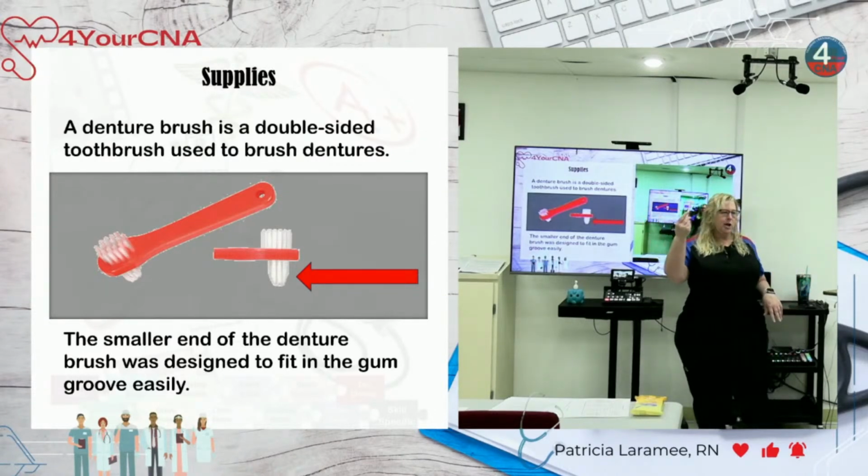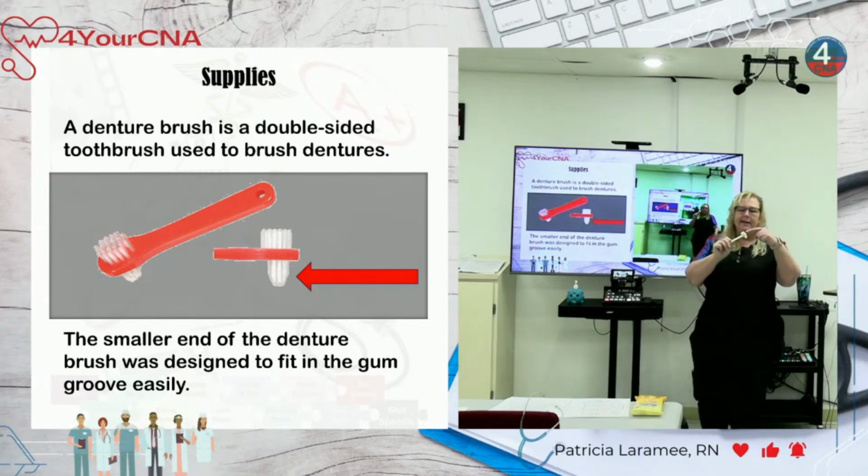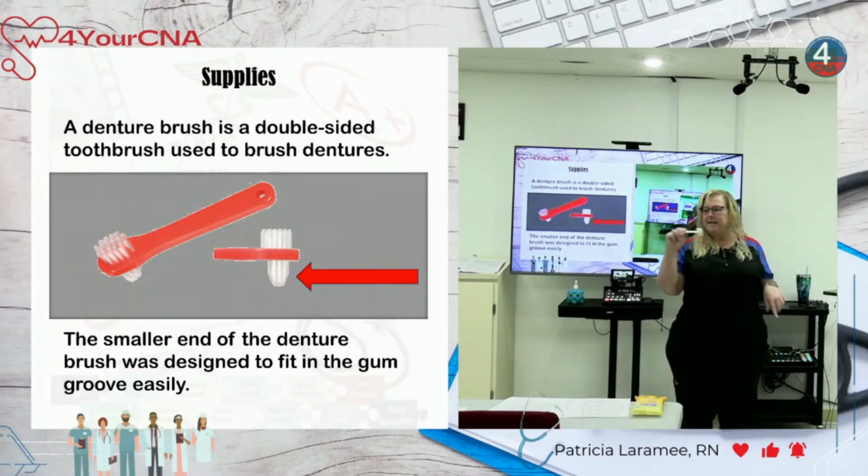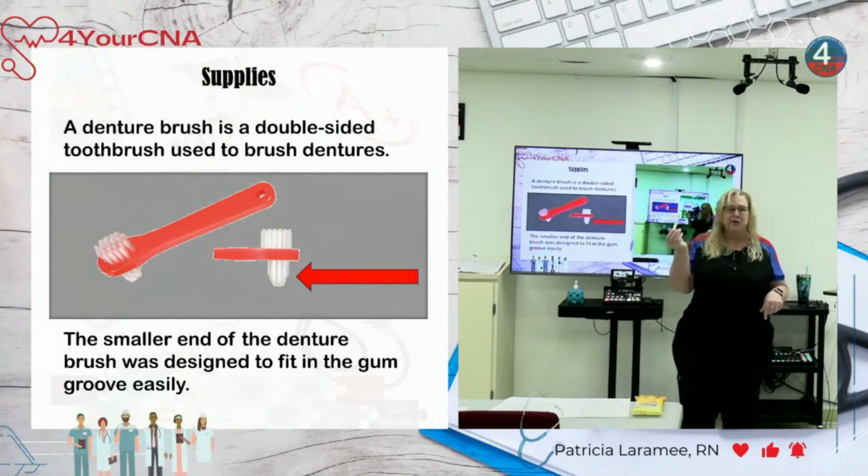All right. So this is a denture brush. Looks like a toothbrush, but it's double-sided. This works just like a toothbrush. We're going to put toothpaste on it, and it's going to brush the teeth part of the dentures. This is smaller. It's designed to fit in the groove or the channel of the dentures, the part that fits over the gums. So we're going to wet it, put toothpaste on it. We're going to use this in the channel part of the dentures. So this is a denture brush.